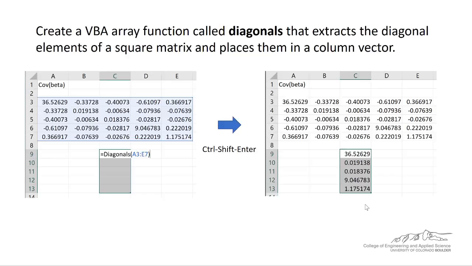I've got another example here of an array formula, an array function. We want to create a VBA array function called diagonals that's going to extract the diagonal elements of a square matrix and place them in a column vector. So when we do that, then we can type in diagonals of the square matrix here, Control Shift Enter, and it just plucks out those diagonal elements.